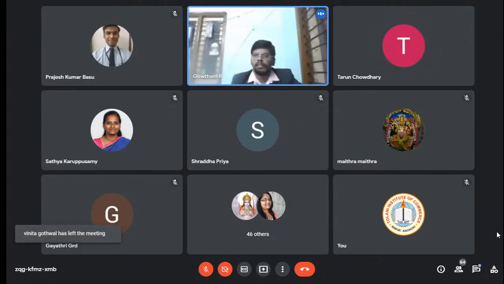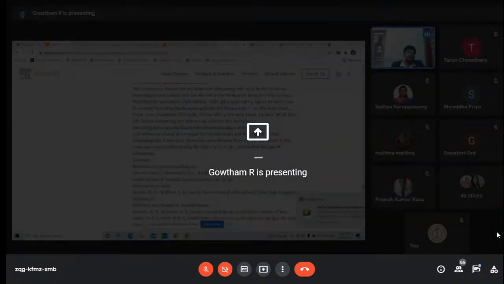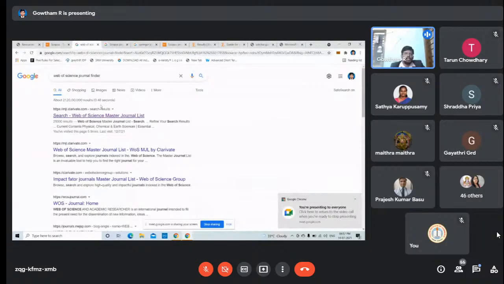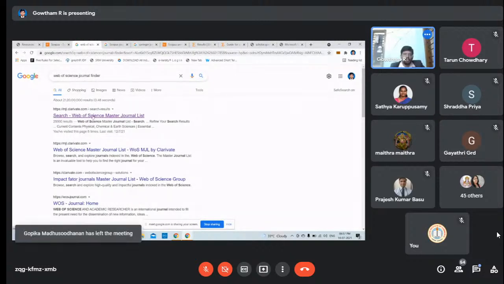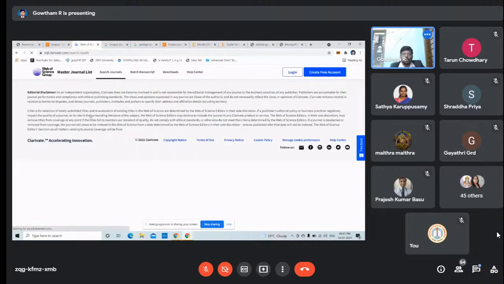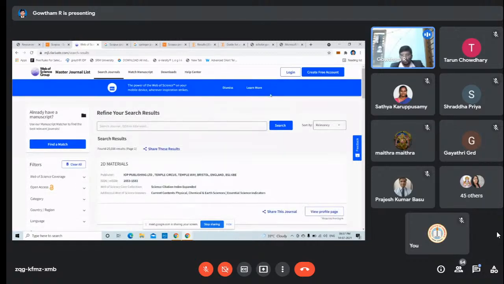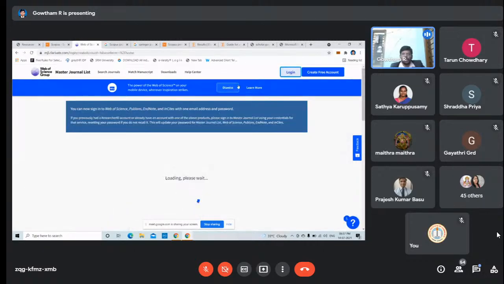Okay. Now let us go for the Web of Science. Web of Science is also a popular database like Scopus. So you can always search for Web of Science Journal Finder. You can always click on that, and it will have a list of databases. So I'm just going to log in, because only if you log in will it go.